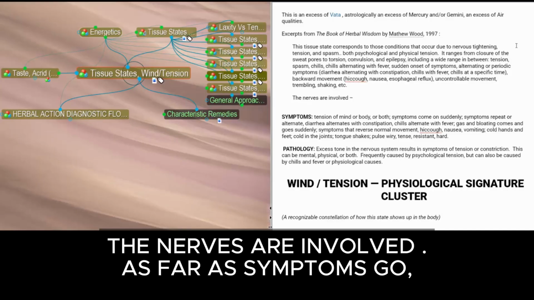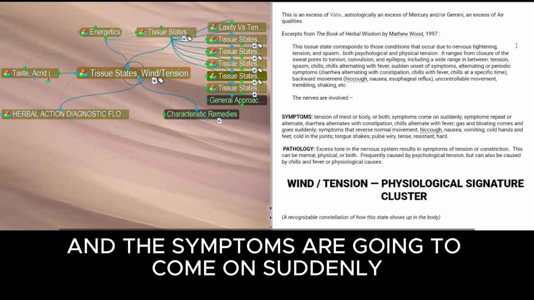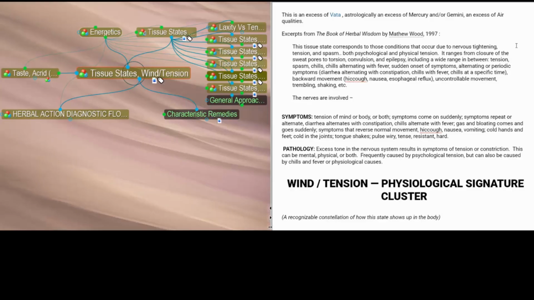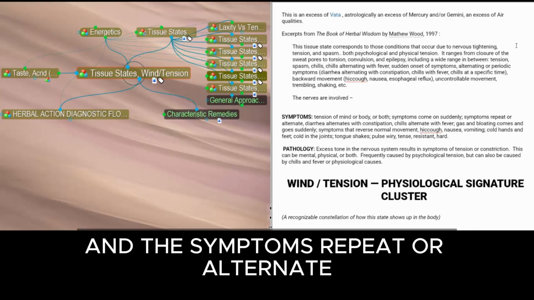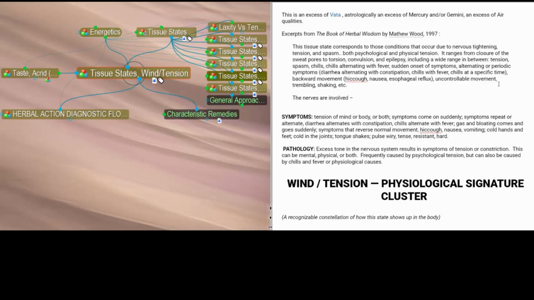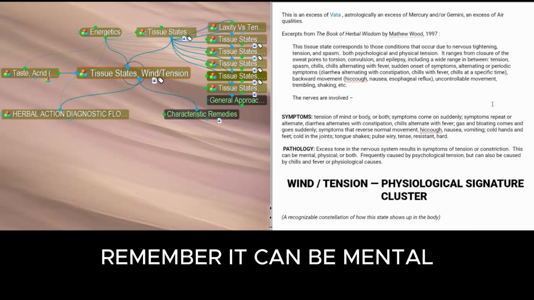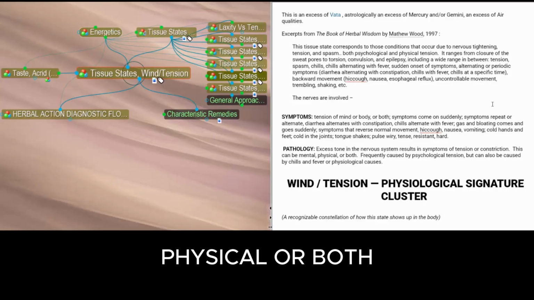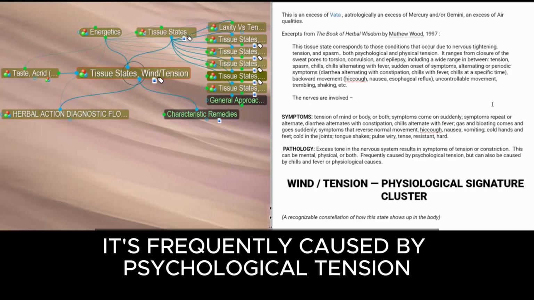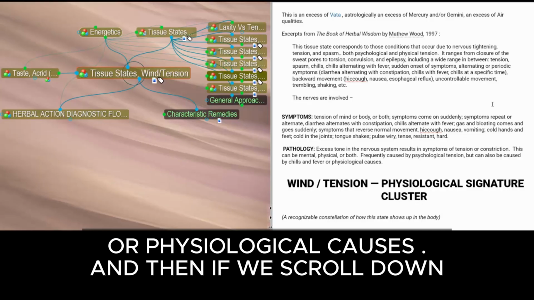As far as symptoms go, we're looking at tension of mind or body or both, and the symptoms are going to come on suddenly, and the symptoms repeat or alternate. The pathology here is excess tone in the nervous system, resulting in these symptoms of tension or constriction. Remember, it can be mental, physical, or both. It's frequently caused by psychological tension, but can also be caused by chills and fever or physiological causes.